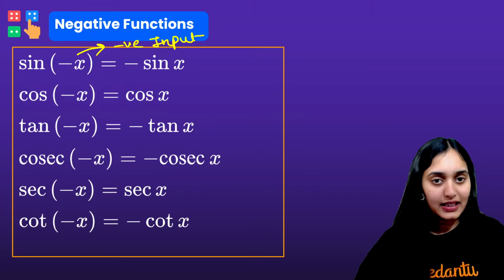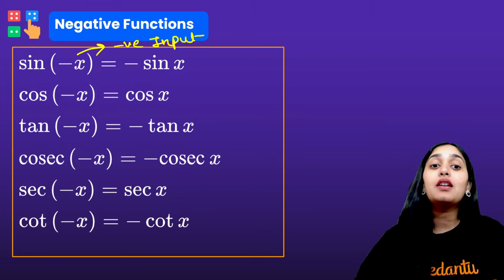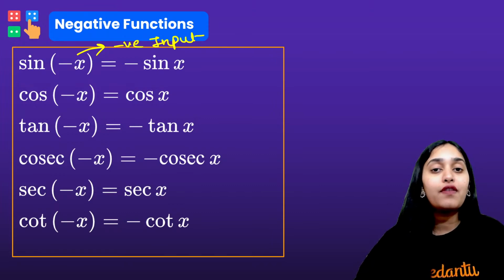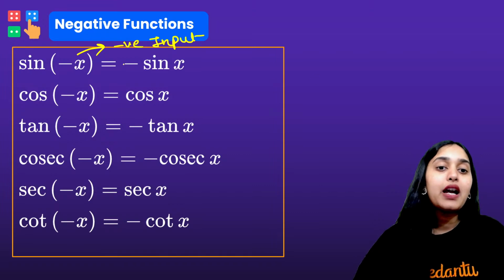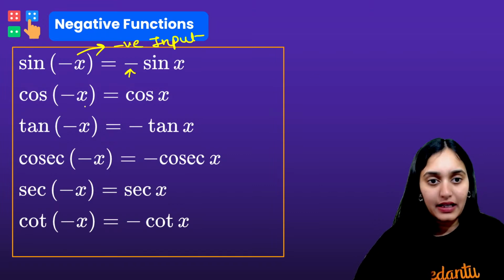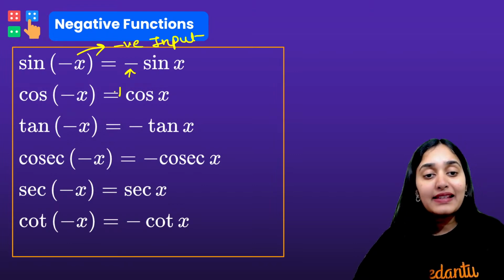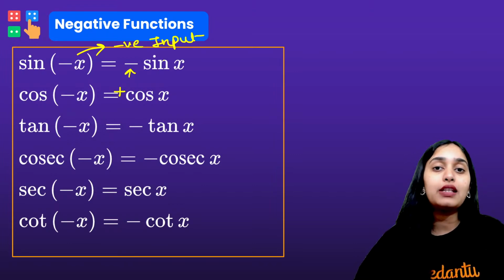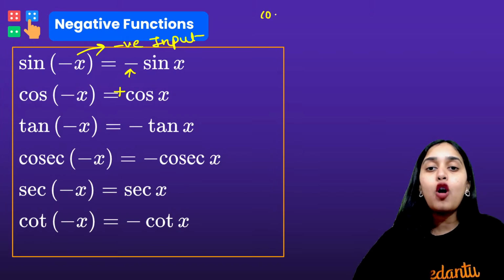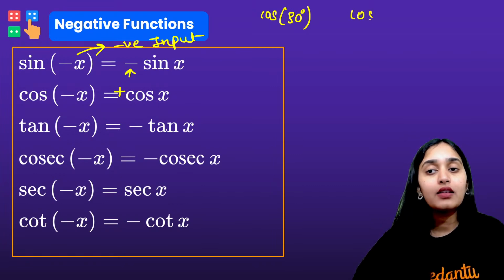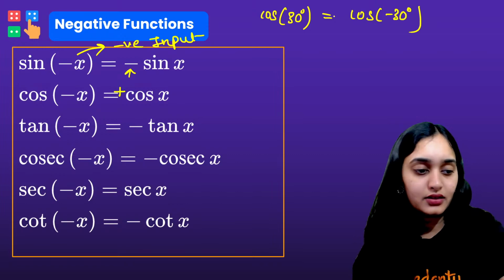When we observed the graph of negative trigonometric functions, we observed that sine of minus x is nothing but minus sine x. The minus sign comes outside. Cos of minus x is plus cos x. It is positive. That means cos 30 degree and cos minus 30 degree, they both are the same thing, right?